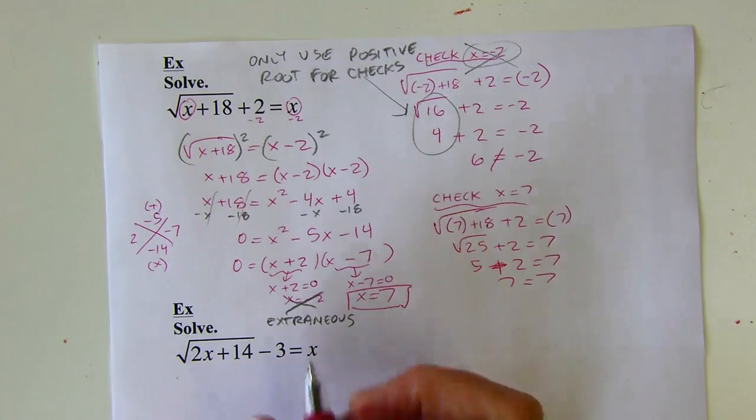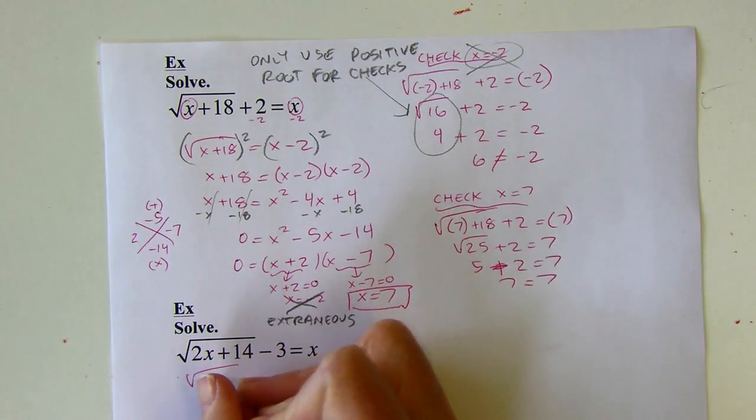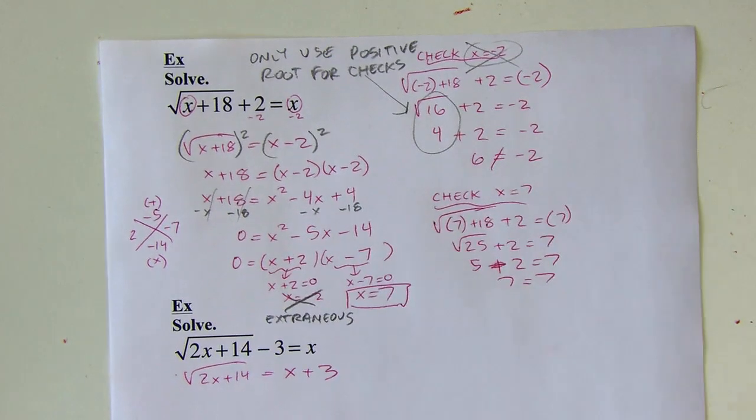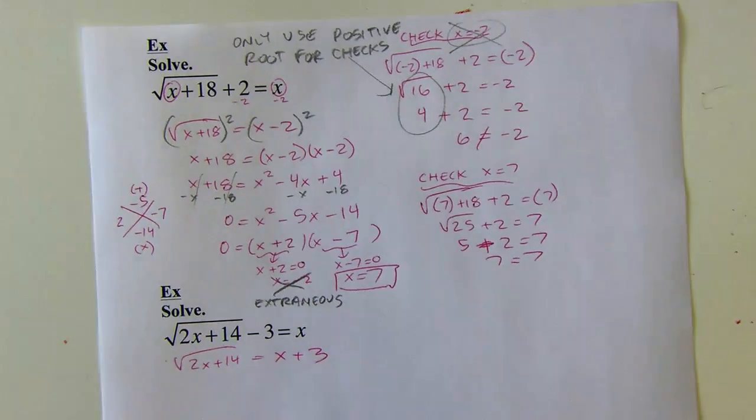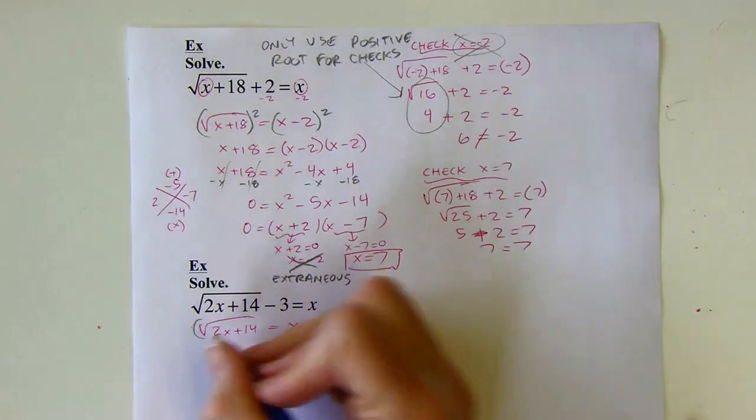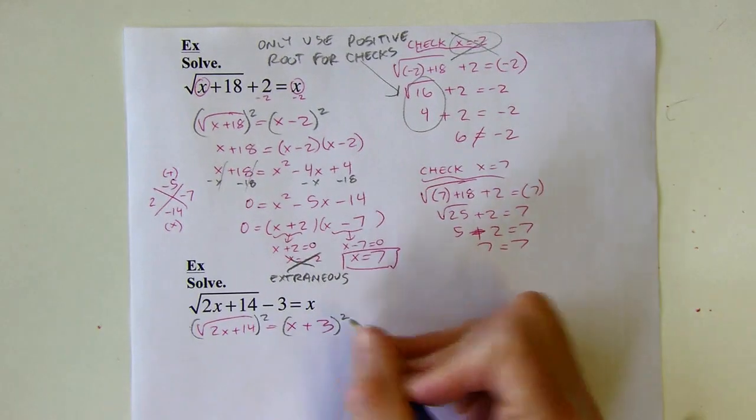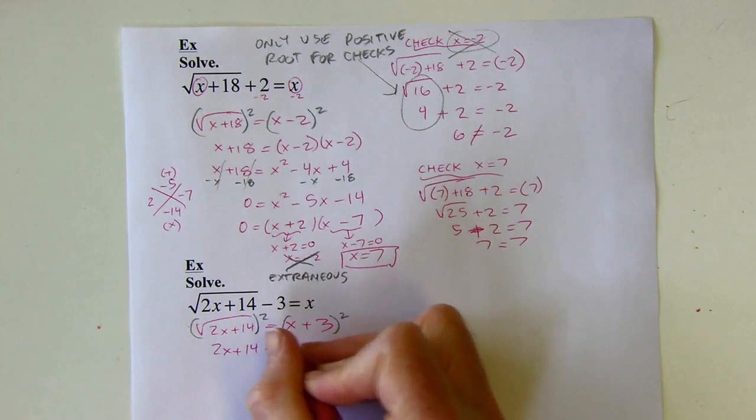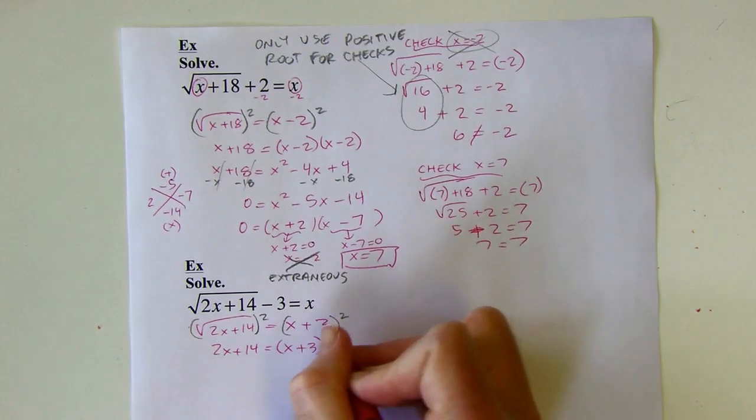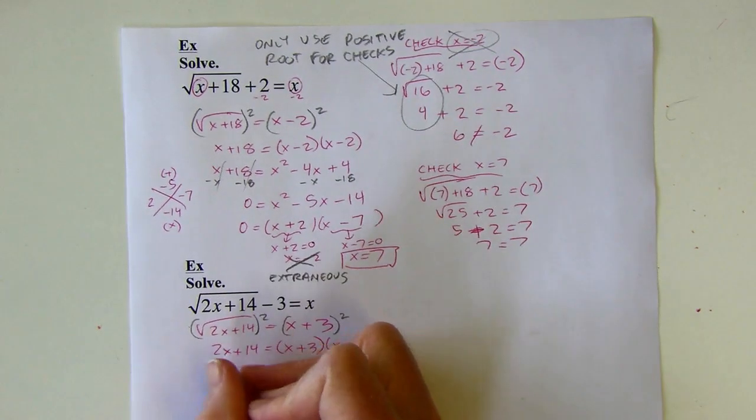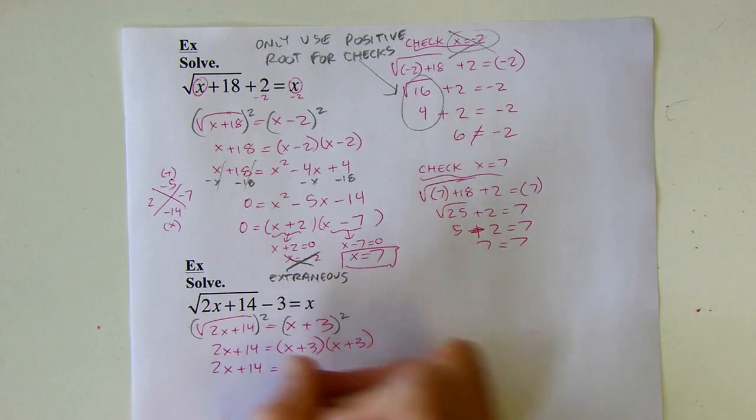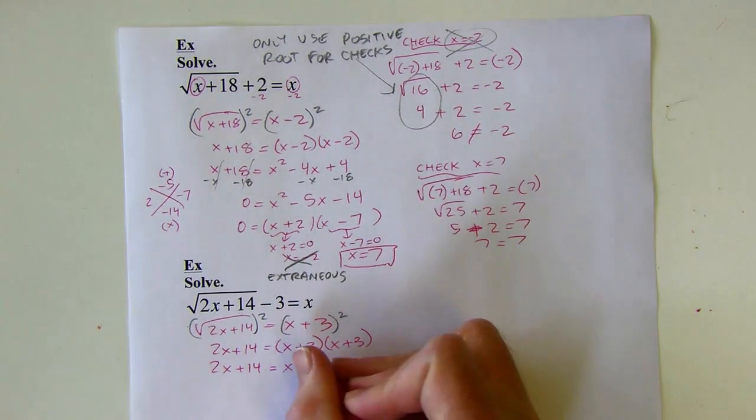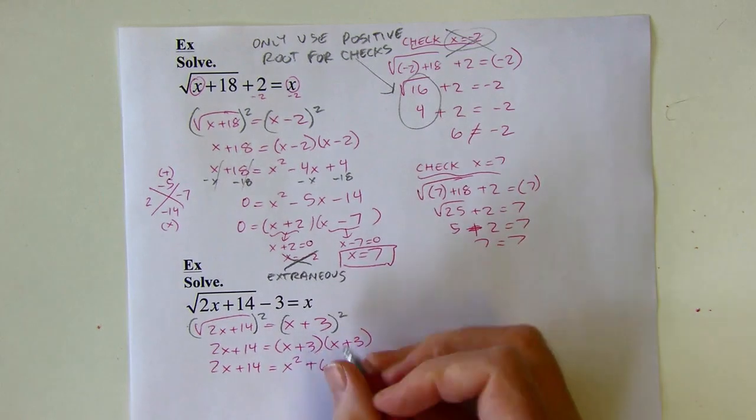So first I'm going to isolate the radical by adding 3 to both sides. Okay, now that I've got the radical isolated, I'm going to square both sides. Okay, and then make sure you're thinking of this as x plus the quantity x plus 3 times itself, so that means we're FOILing. So first would be x squared. Outer is 3x, so is the inner, so 3x plus 3x is 6x. And then last, 3 times 3 is 9.